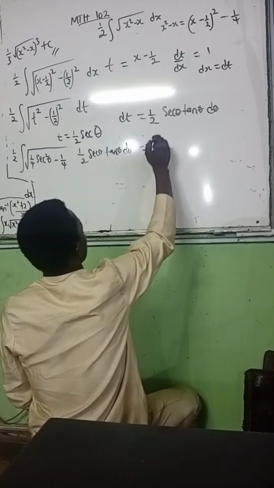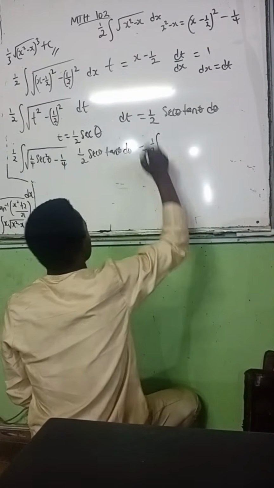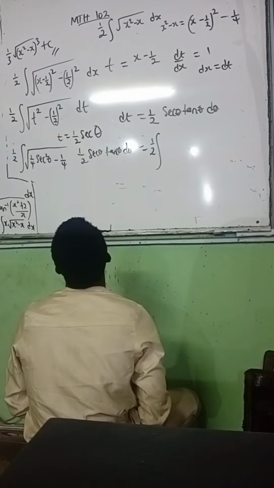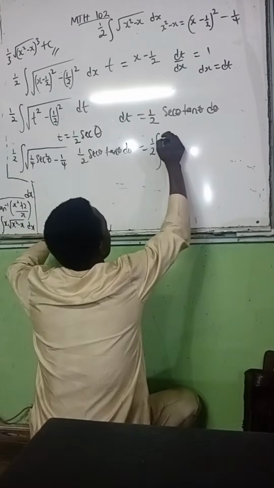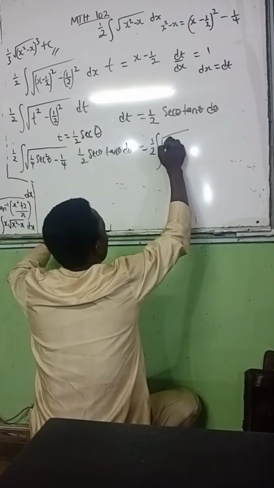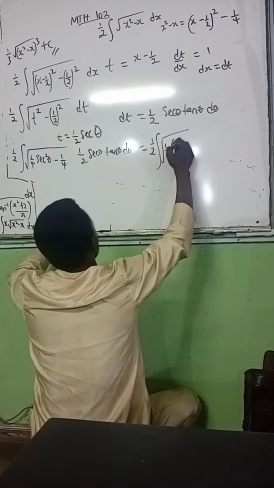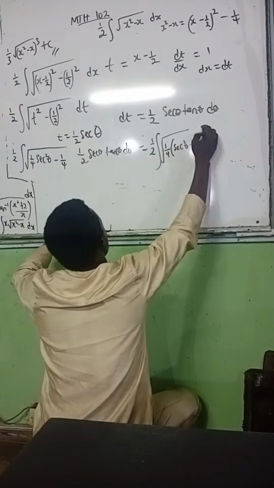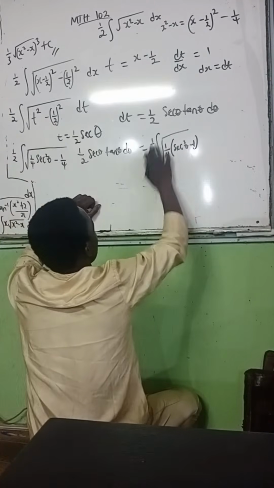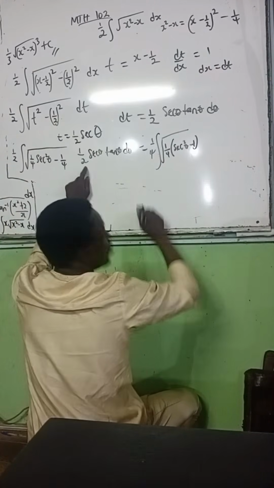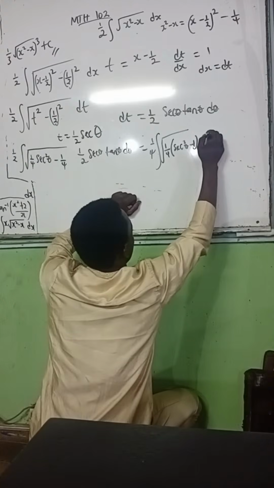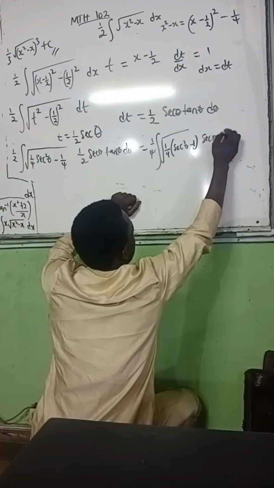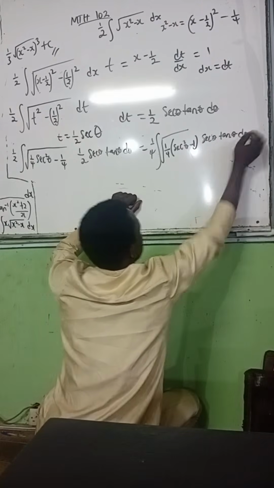I'm looking at this one now. 1 over 2 integral root 1 over 4 into what? Sec squared theta minus 1, right? This 1 over 2 also can come out to become 1 over 4. This one, you know, it's multiplication. Then here we have what? Sec theta tan theta d theta, right?